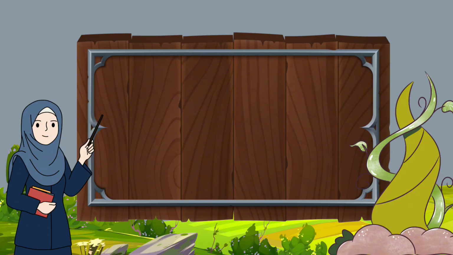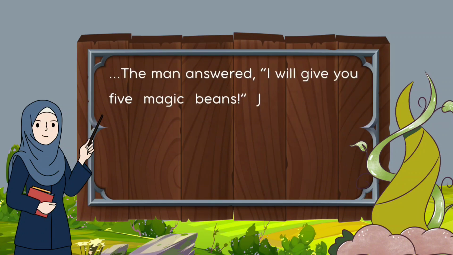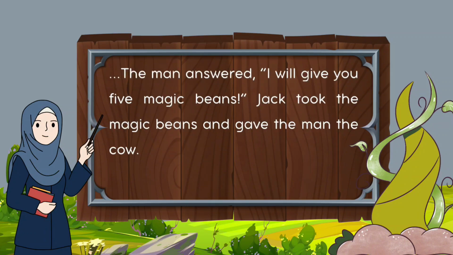Okay, alright everyone. So, do you still remember the story Jack and the Beanstalk? Yes, okay. Let's look at one short part from the story. Here, we have this line. Look. The man answered, "I will give you 5 magic beans." Interesting, right? So the man says, "I will give you 5 magic beans." Now, can you find which word here shows something about the future?